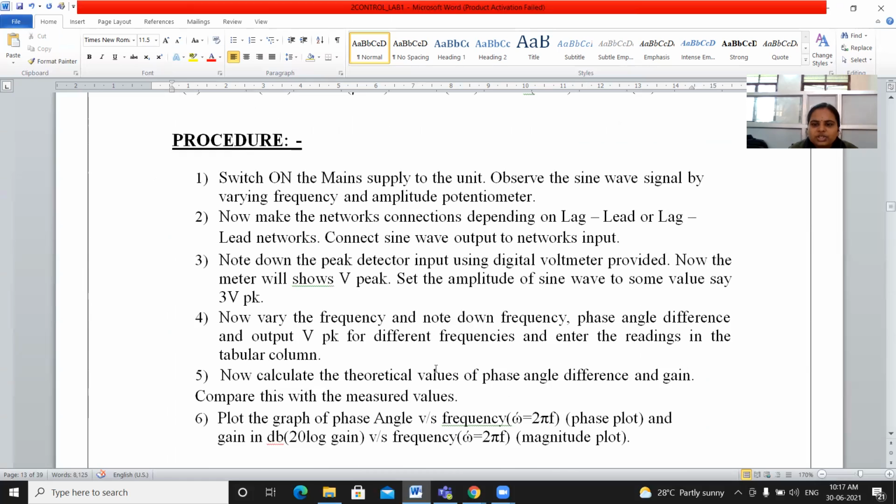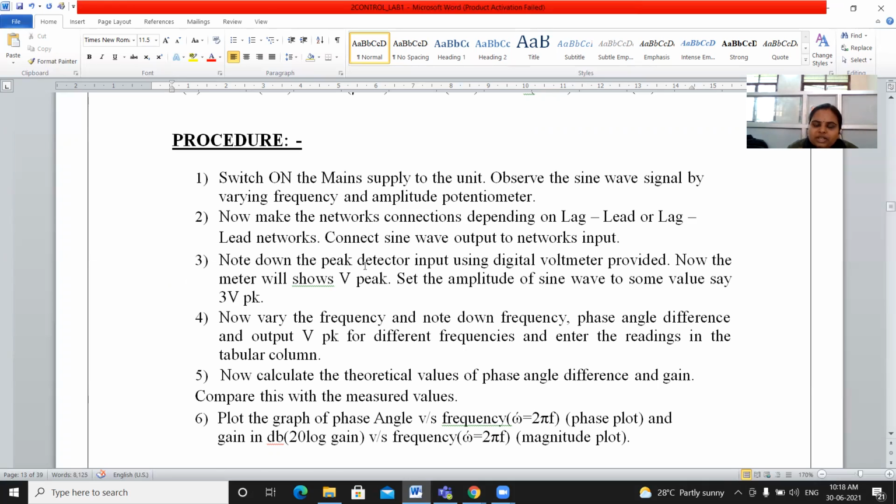Next, how are we going to start with our experiment? The procedure follows these steps. First, switch on the main supply of the unit, then observe the sine wave signal by varying the frequency and also the amplitude using the potentiometer. Then make the network connection depending on which one you are doing, whether you are going for leading, lagging, or lag lead networks. Connect the respective network.